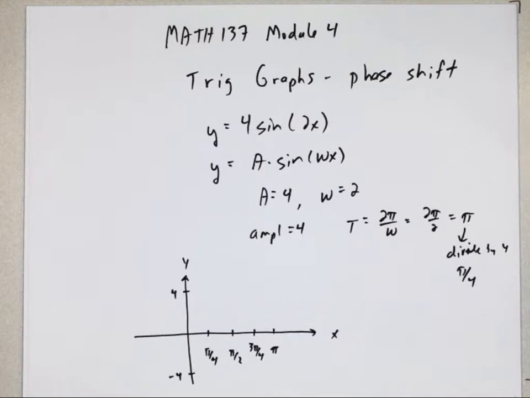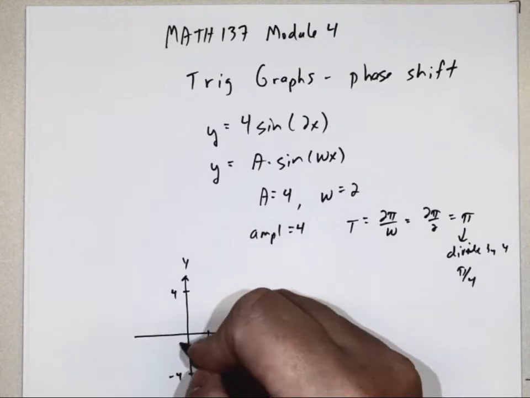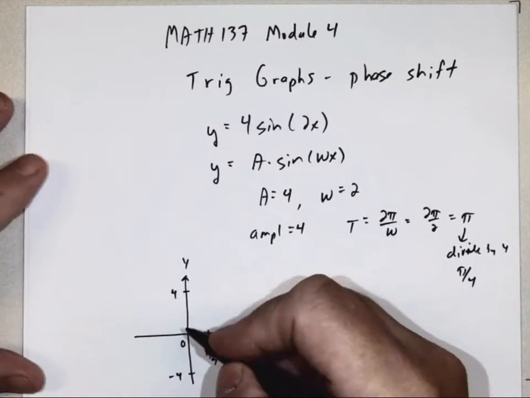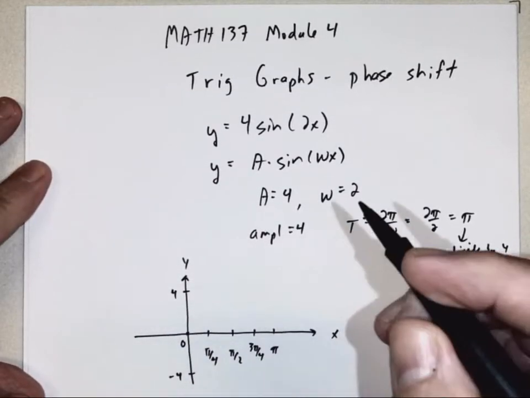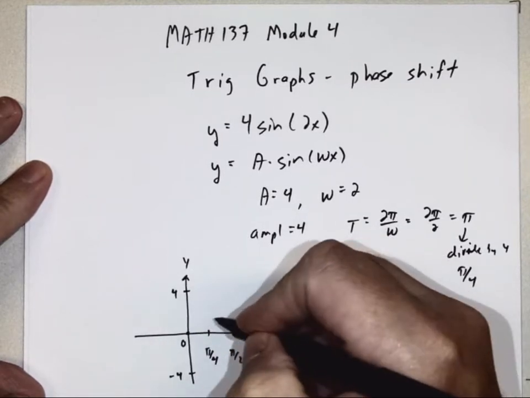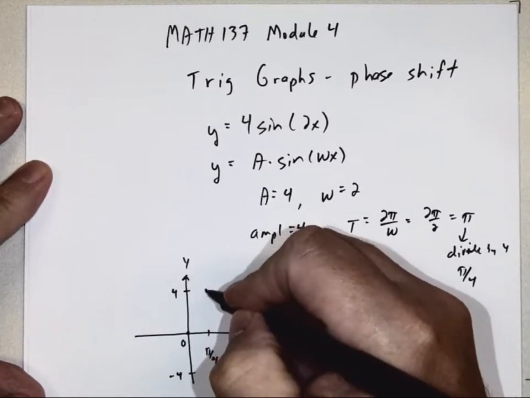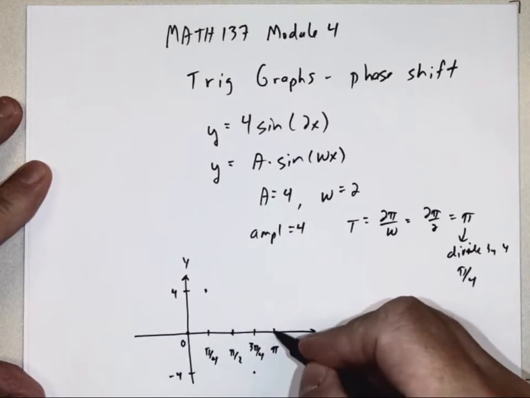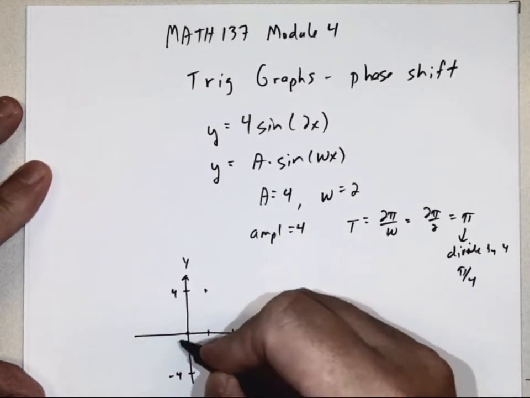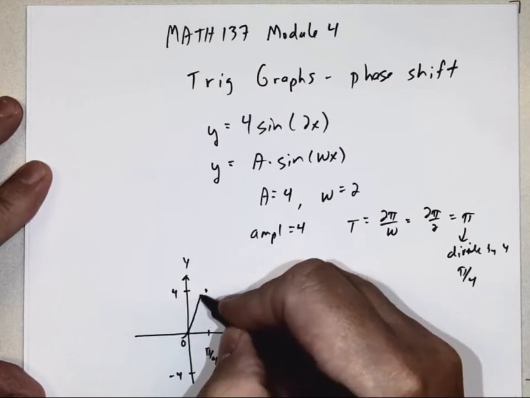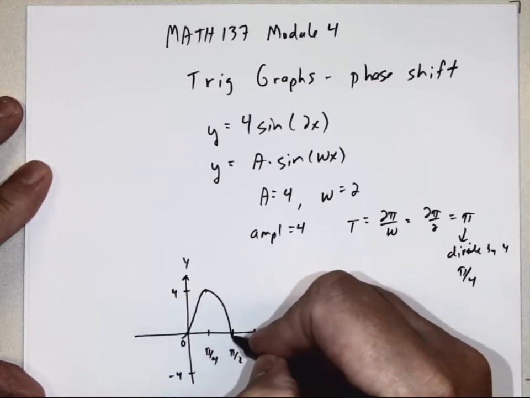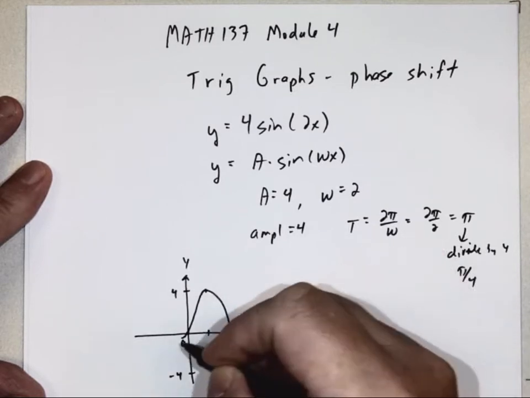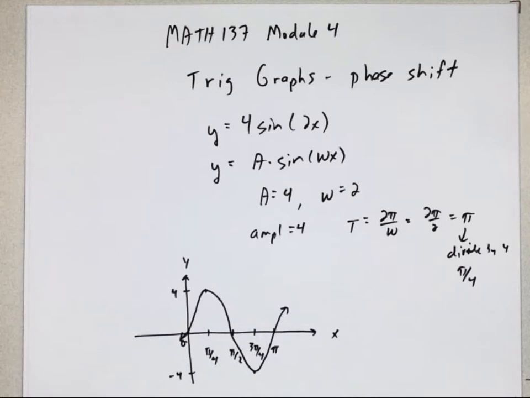And now since it's a sine wave, what happens when the angle is 0 for the sine? It's also 0, so we start here. And here are our 4 points, so we go up, back to 0, down, and then back. So if I were to try and draw the sine wave, it would look like this.